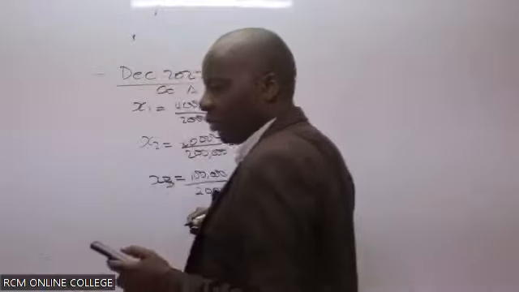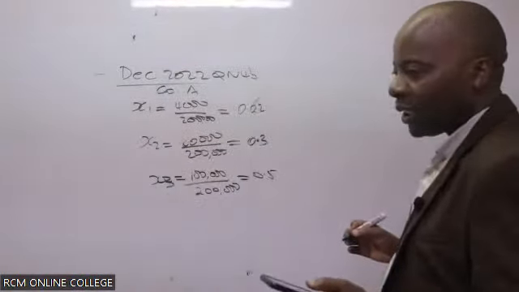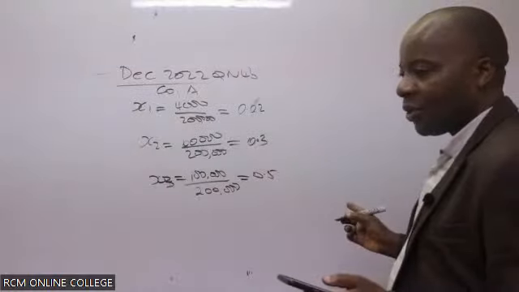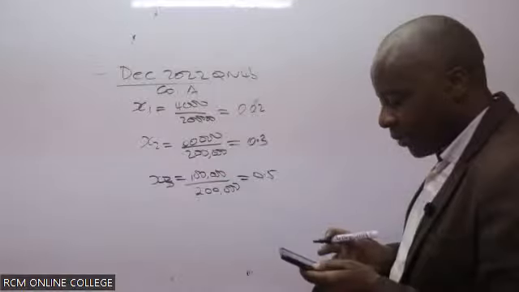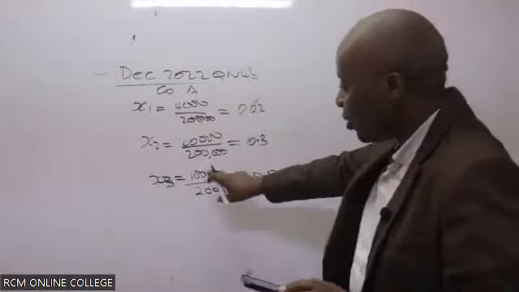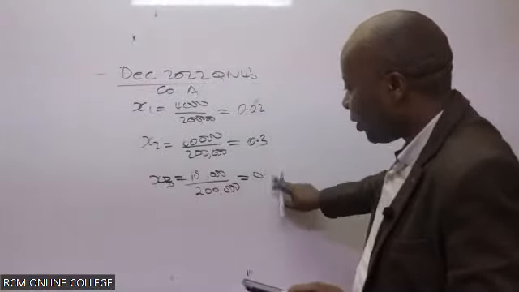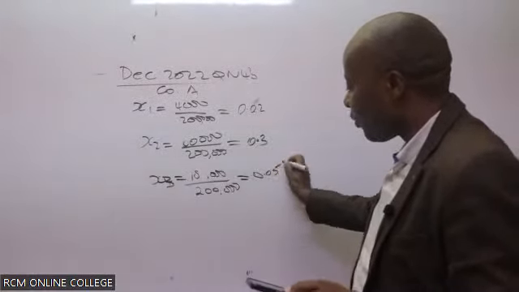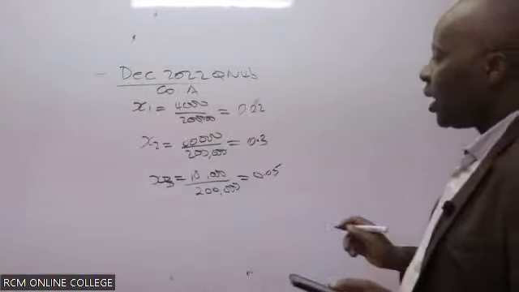Is there anybody who is able to see that this is 0.5? 100,000 divided by 200,000? Is it 0.05 or it's 10,000? Thank you very much. It is 10,000 divided by 200,000, so it is 0.05. You guys are right. And then we go to X4.